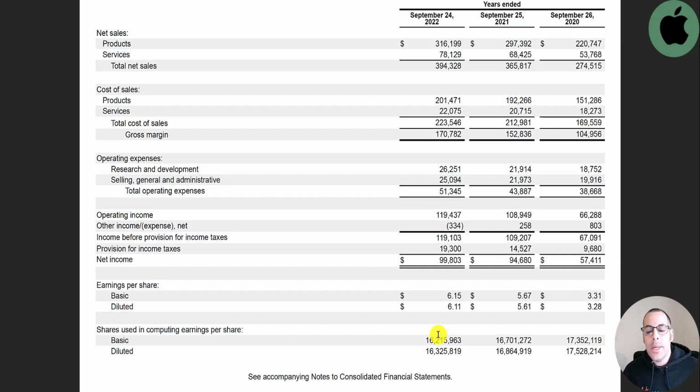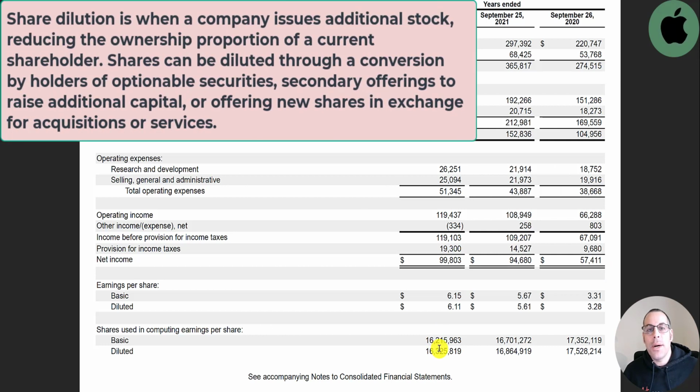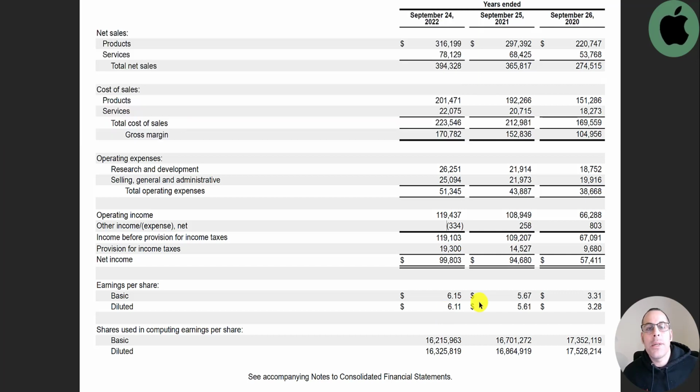In 2022, they had 16.2 million shares outstanding and 16.3 million dilutable shares outstanding, because some people may own debt that can convert to equity, or they may hold warrants or different types of options that can convert to equity. So if everybody converted their securities to equity, then your earnings per share would decrease from $6.15 to $6.11. But if it was a really big difference like $6.15 or $3, that would be concerning.